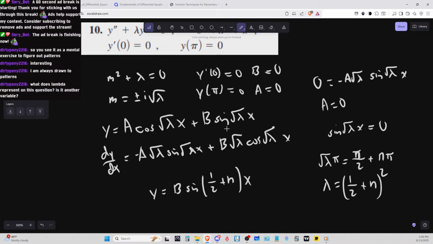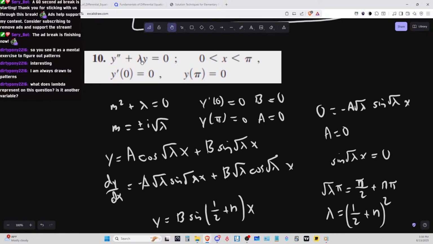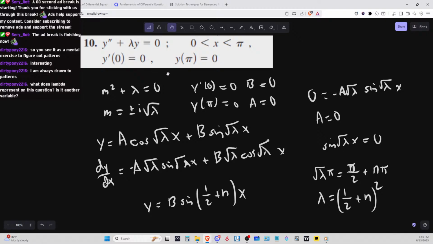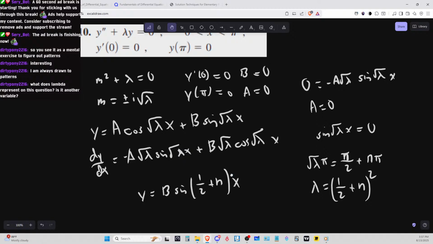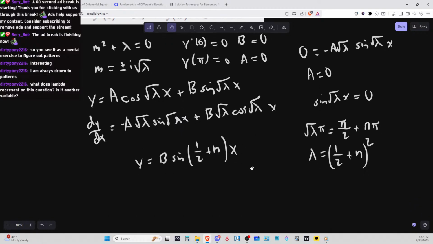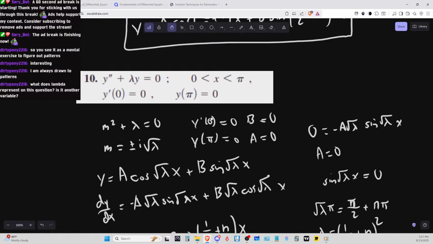So if we had 0 in the derivative, and this is 0, and this is equal to pi. What does lambda represent in this question? Is there another variable? Lambda represents the eigenvalue right here, because we have to figure out what lambda is, and once we figure out what lambda is, we can incorporate it in the function that we want to solve for, or the equation that we want to get from this differential equation here.